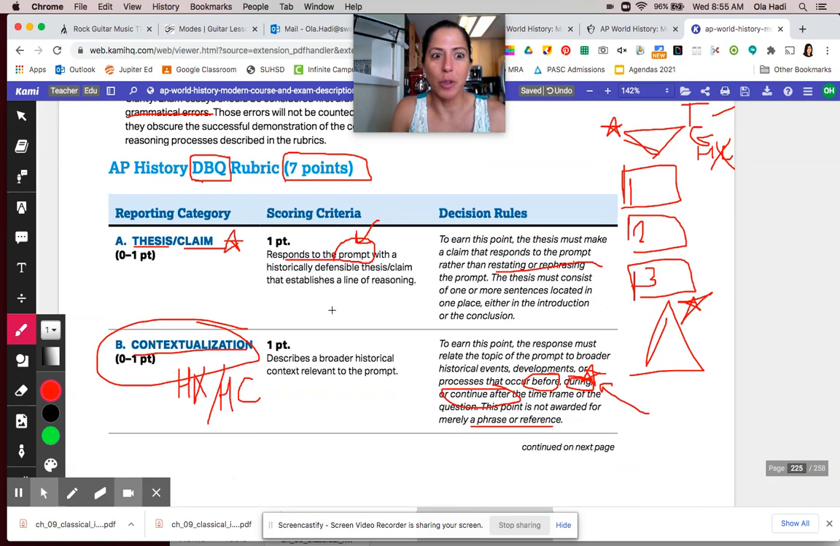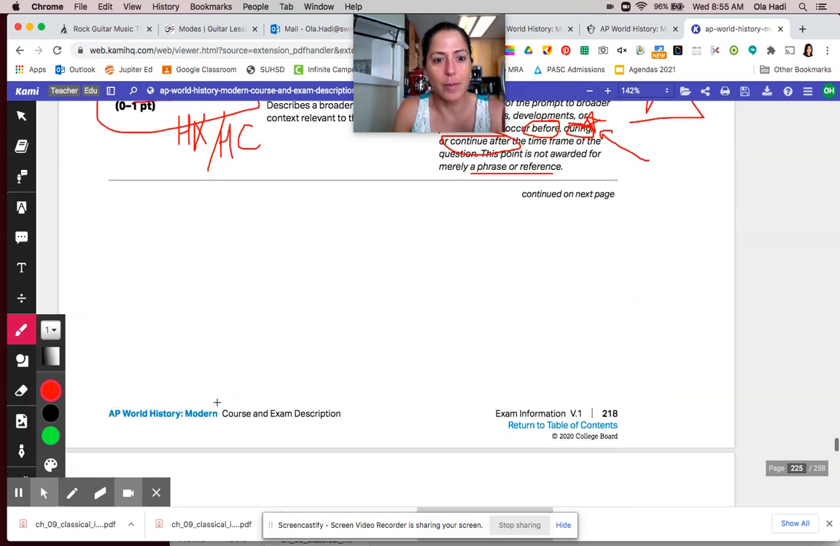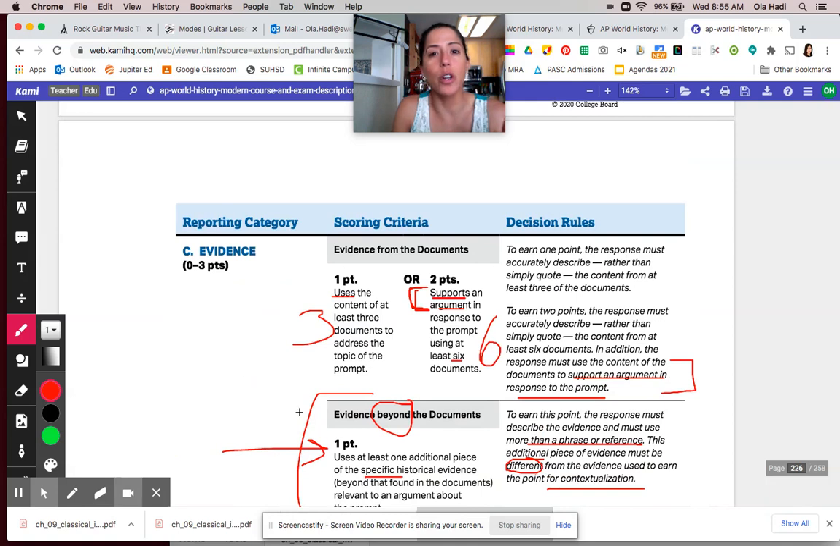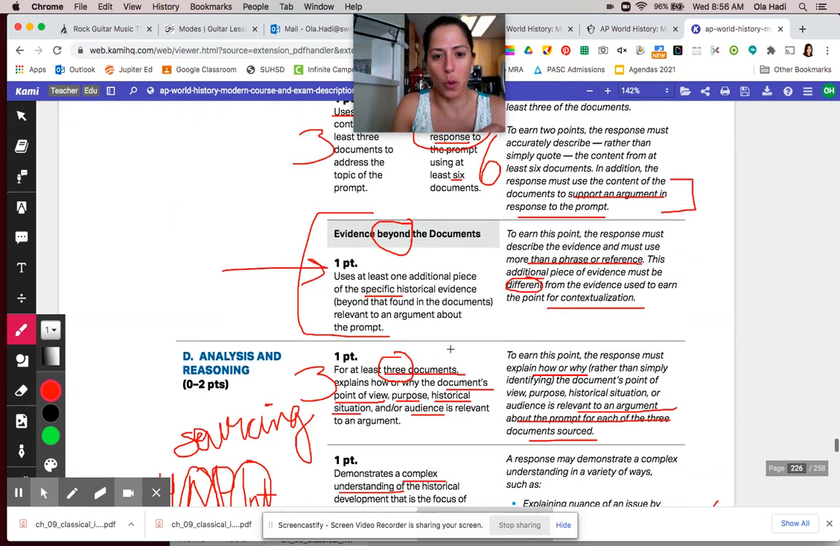So at a minimum, you should absolutely try to get a thesis point. So definitely put your thesis in the intro and the conclusion. Absolutely try to get a context point. So do that throughout, wherever it makes sense, okay? Especially, try to do it once a paragraph. Evidence, you want to use all of the evidence, and then you want to bring in evidence from beyond the document. And when you use the evidence, don't just say what the evidence says. Talk about how it proves your point to get the supports an argument part of the points.